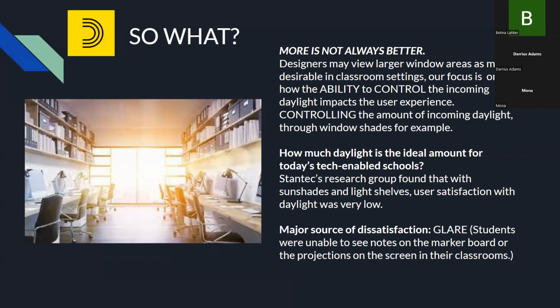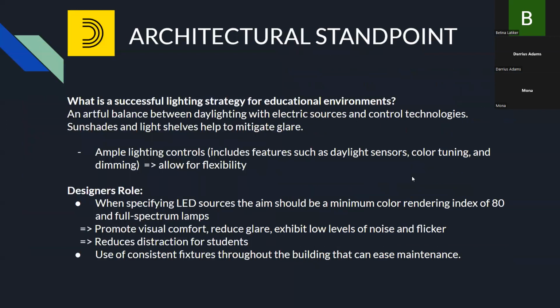Controlling the amount of incoming daylight, examples include through window shades. How much daylight is the ideal amount for today's tech-enabled schools? Many people have thought about this question. Stantec's research group found that with sunshades and light shelves, user satisfaction with daylight was very low. The major source of dissatisfaction: glare. Students were unable to see notes on the marker board or the projections on the screen in their classrooms.